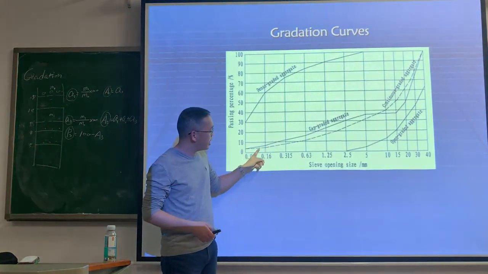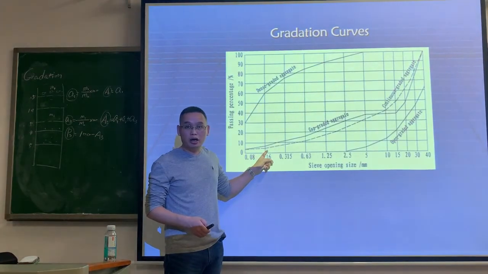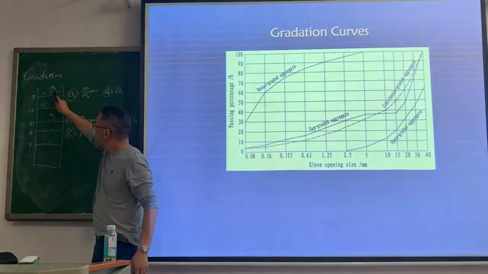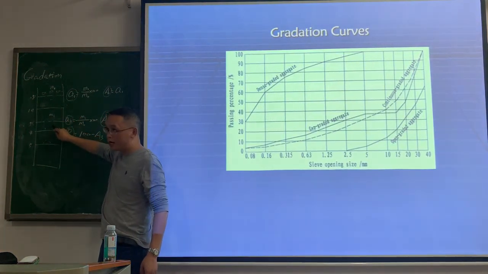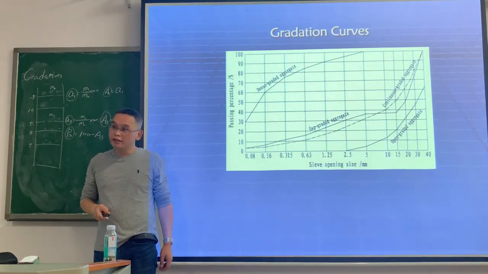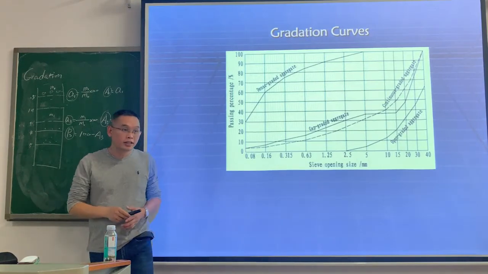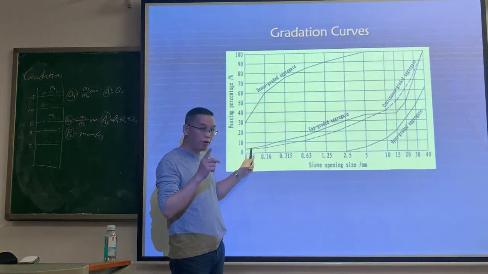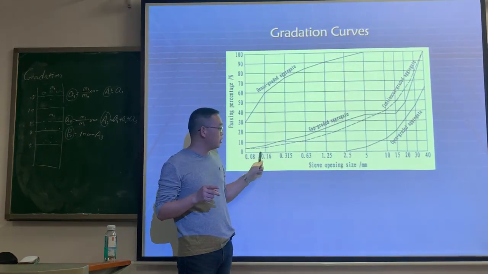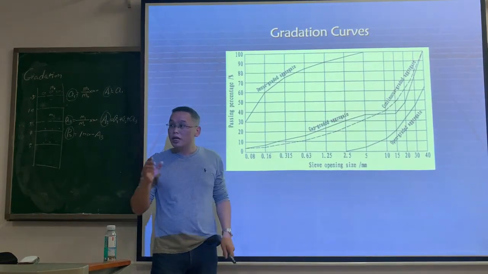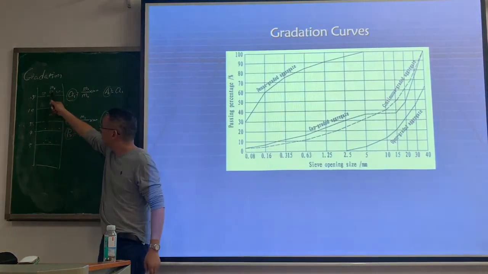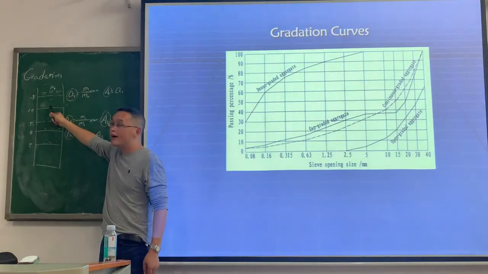And then from this gradation curve, can you find the percentage of aggregate on each stage? Can you find, from this continuous gradation curve, the content of aggregate on each size?